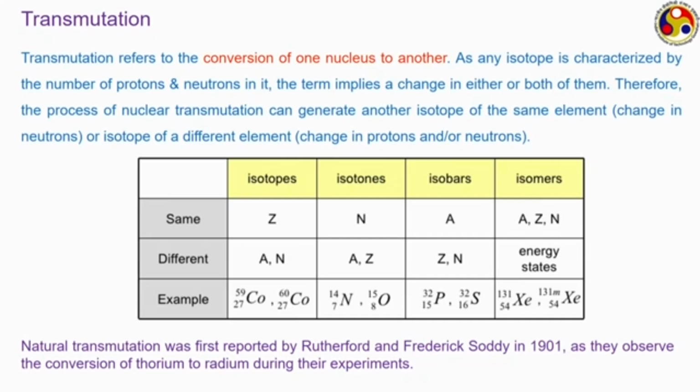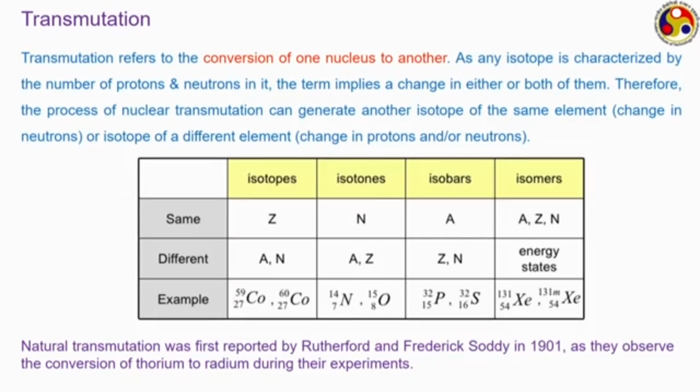Now, transmutation can be of different kinds. We know that any isotope is characterized by the number of protons and neutrons in it. So, whenever there is change either in the number of protons or in the number of neutrons or maybe both, that definitely is a transmutation. Therefore, the phenomenon of nuclear transmutation can generate an isotope of the same element when there is change only in the number of neutrons, or can generate altogether a different element when there is change in the number of protons as well. And here I would like to introduce a few more terms.